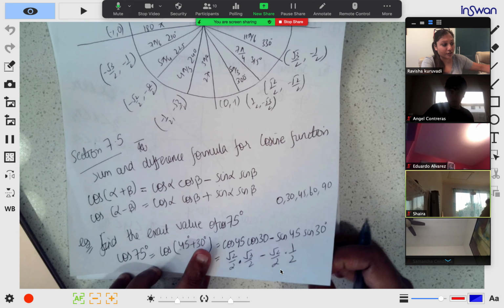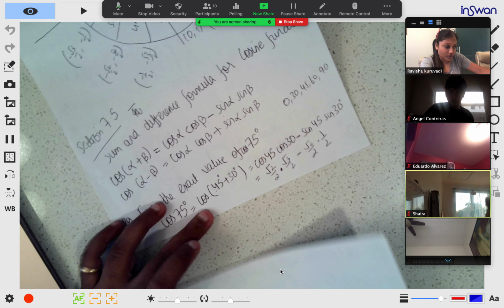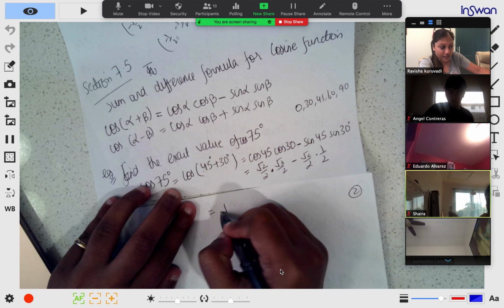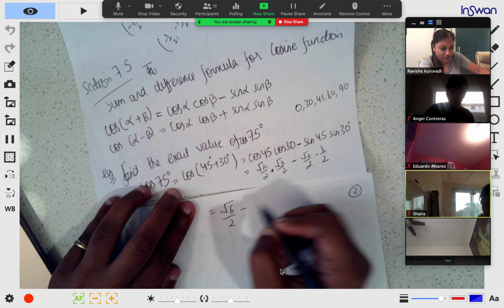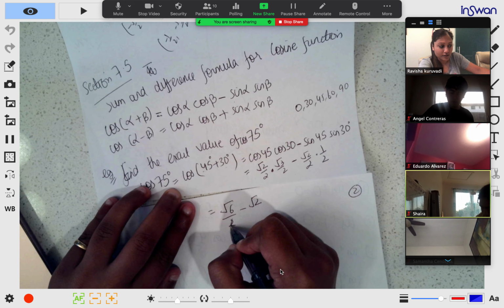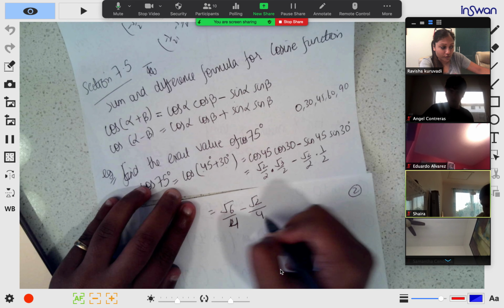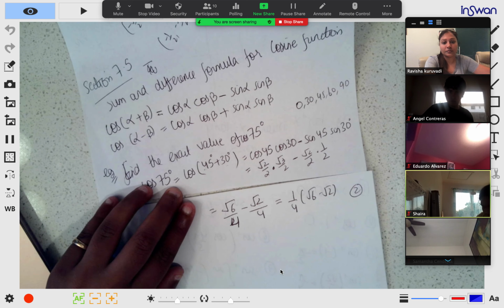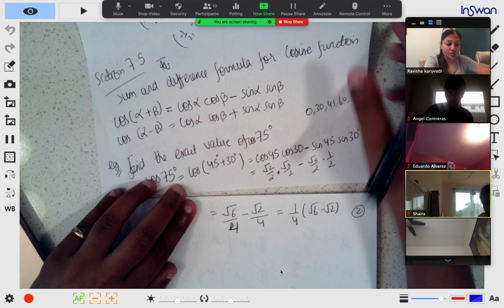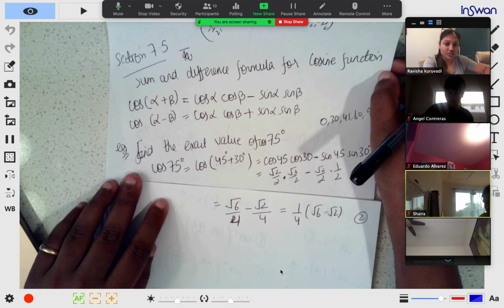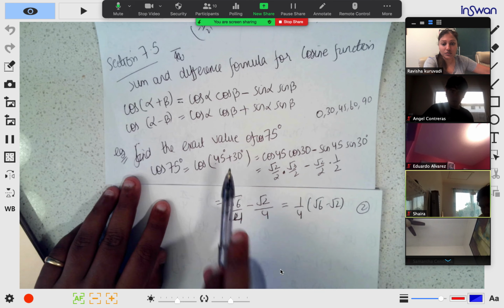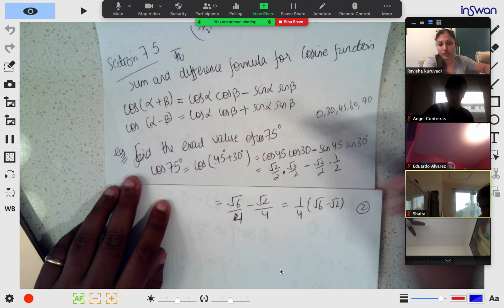So when you solve this, you will get root 6 over 4 minus root 2 over 4. You can take out 1 over 4 common, and you're left with root 6 minus root 2. So you try to make your angle in such a way that you can use the cosine formulas, if you don't know the exact value.